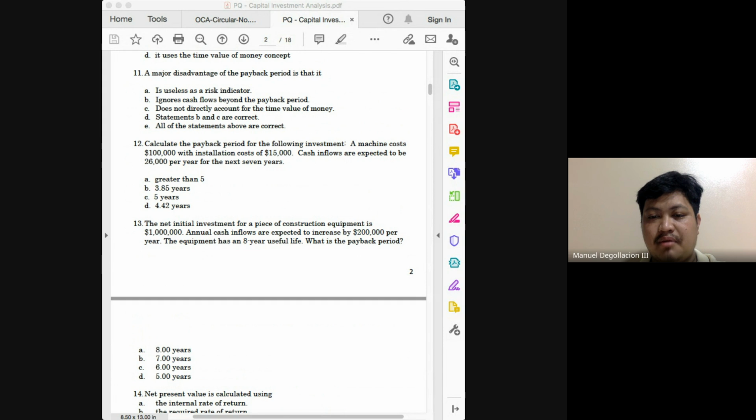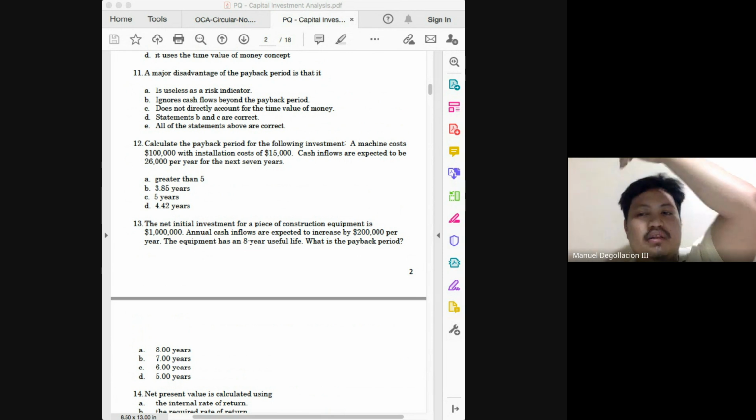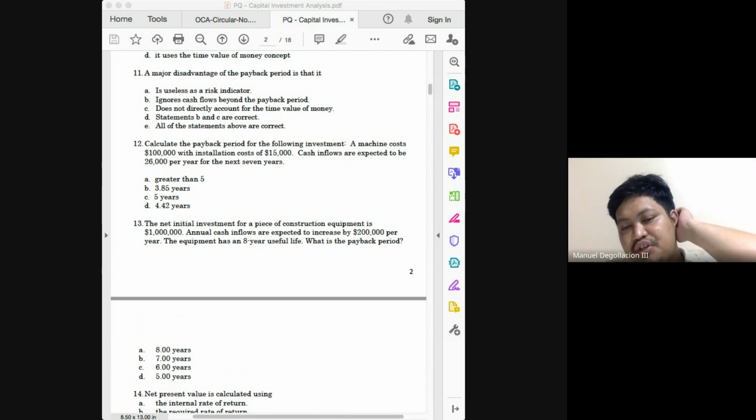Number 12, calculate the payback period for the following investment. A machine costs 100,000 with installation cost of 15,000. Cash flows are expected to be 26,000 per year for the next 7 years. Okay, so again, the goal here is just to determine at what point will you be able to recover your initial investment. So the first step here would be to get your initial investment. Is your initial investment here 100,000 only, or will it include the installation cost? And the answer is it would include the installation cost.